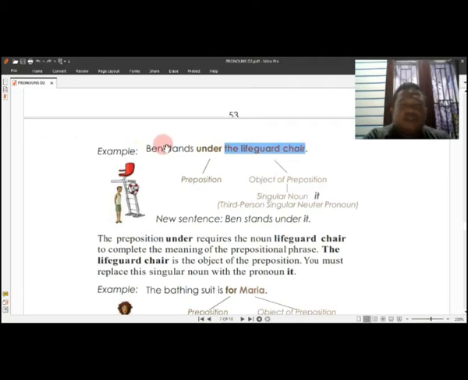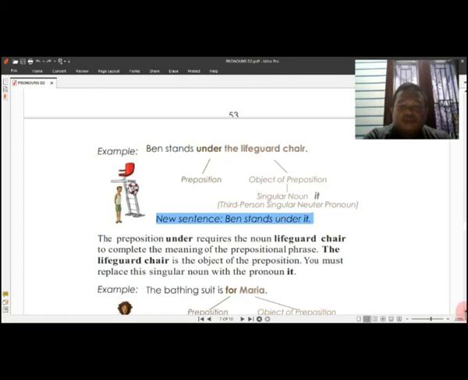So Ben stands under the lifeguard chair. He stands under the lifeguard chair. He stands under it. Like this new sentence, Ben stands under it, right? Or we can switch Ben into he. He stands under it. It can also be like that.